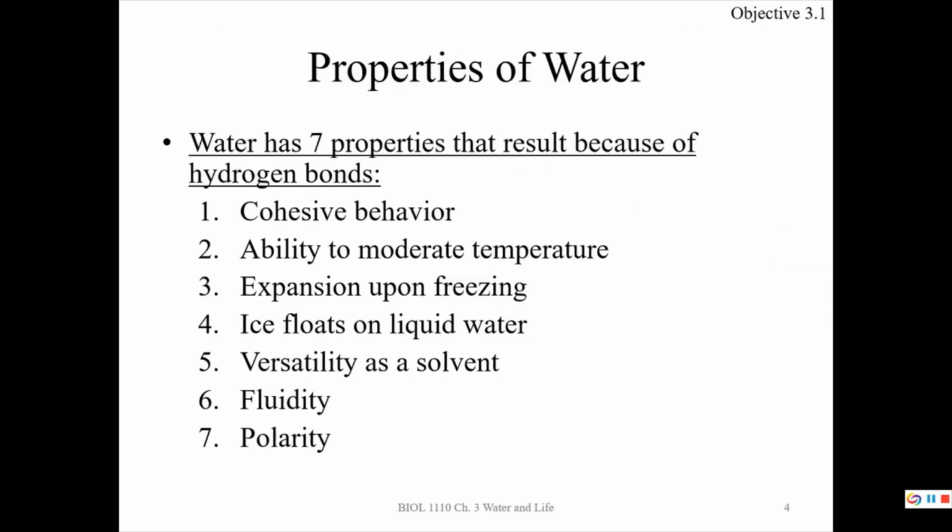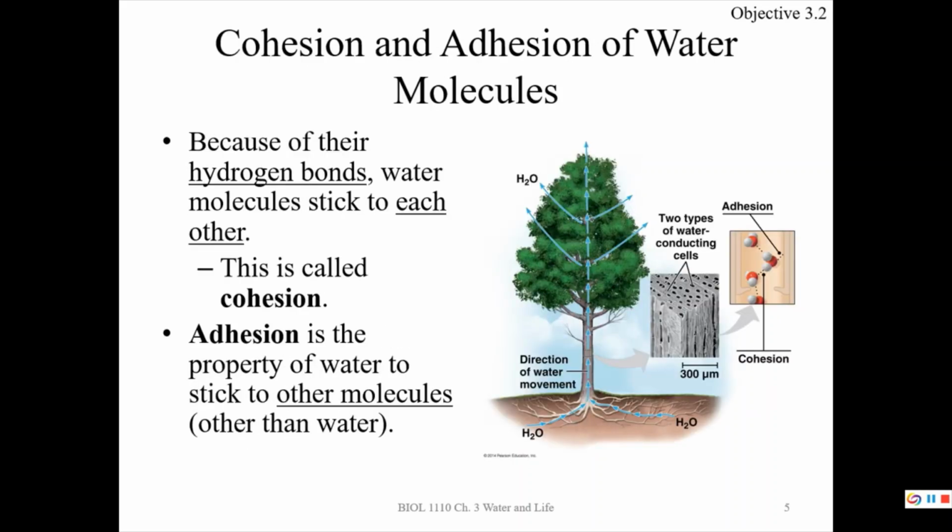Now, as we talk about cohesiveness, what is cohesiveness? Cohesiveness is when water molecules stick to other water molecules. Water molecules form hydrogen bonds with each other, and this is called cohesion. Here you can actually see 2 water molecules bonding to each other through a hydrogen bond. Now, water molecules may also bond through hydrogen bonds to other molecules, like cellulose found in the cell walls of xylem. This would be an example of adhesion.